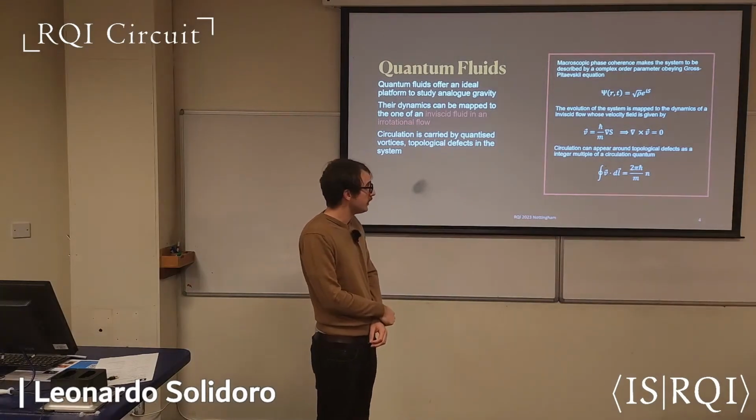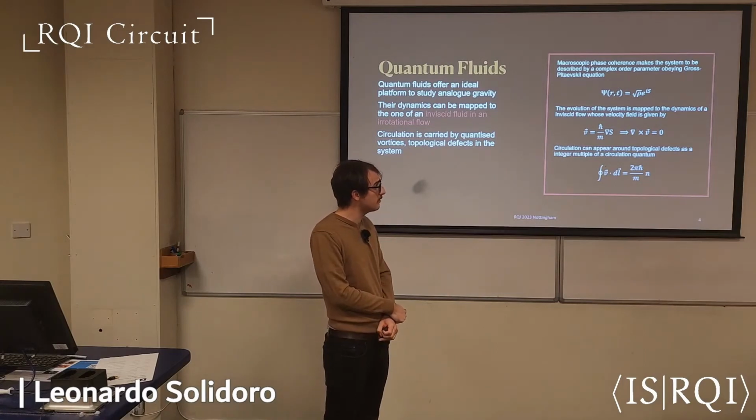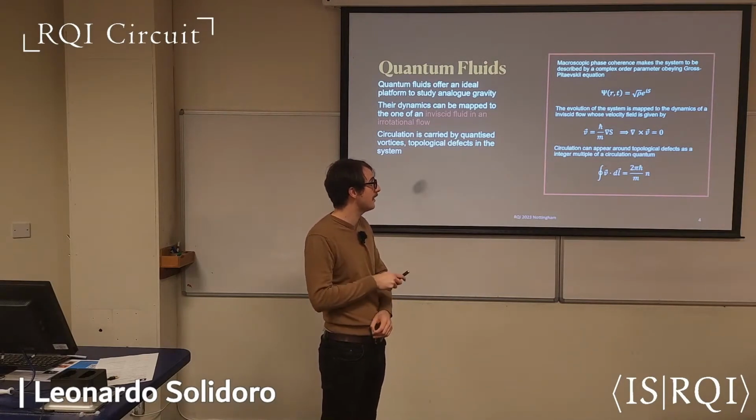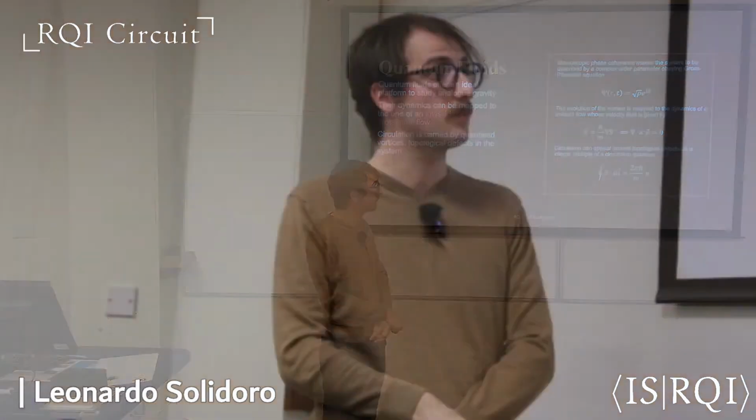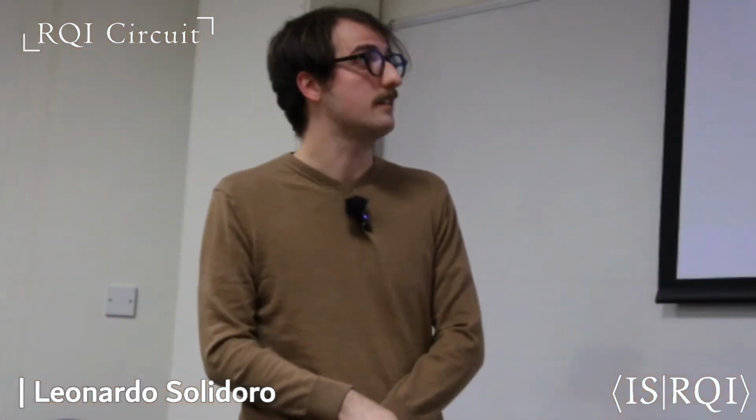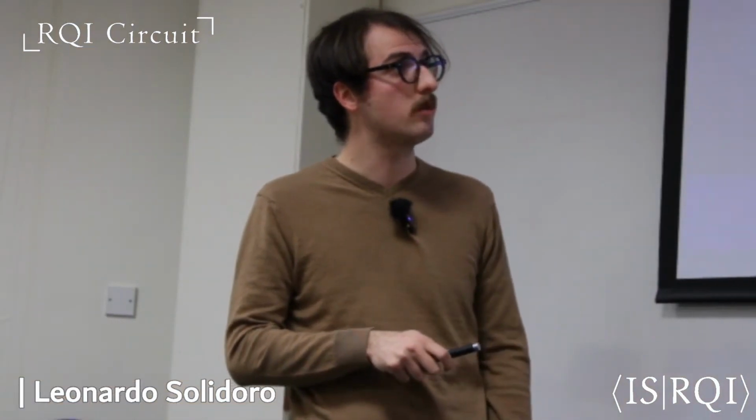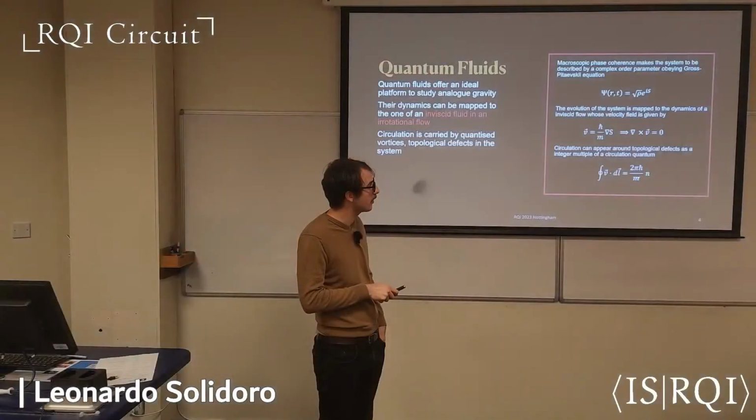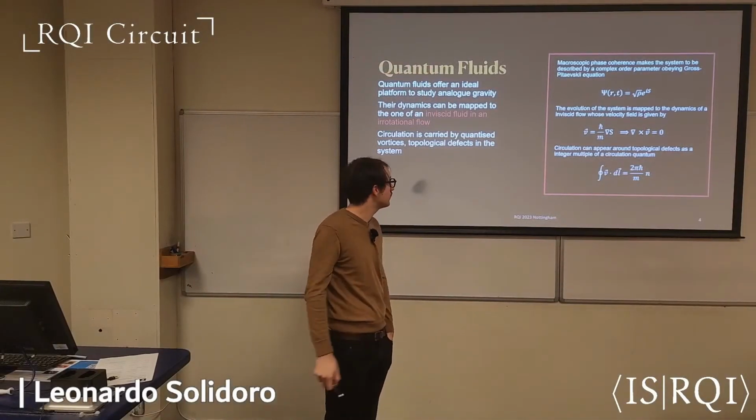But circulation can still be present in such systems, appearing around some topological defects in the system, and remarkably, it is quantized. It is an integer multiple of a circulation quantum, where m is the mass of the boson composing the system.